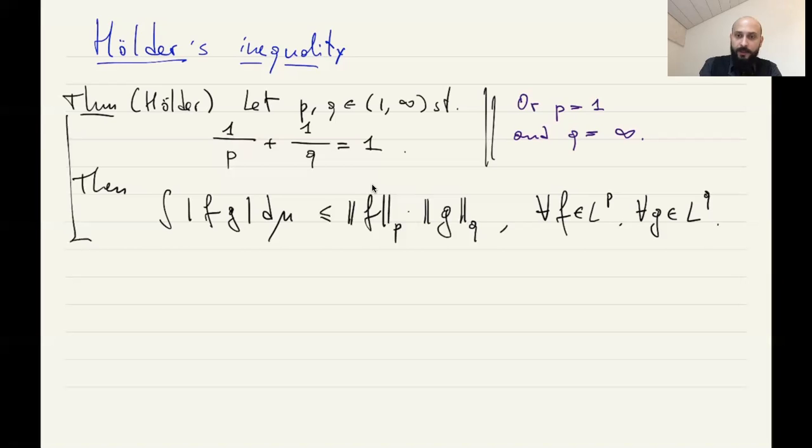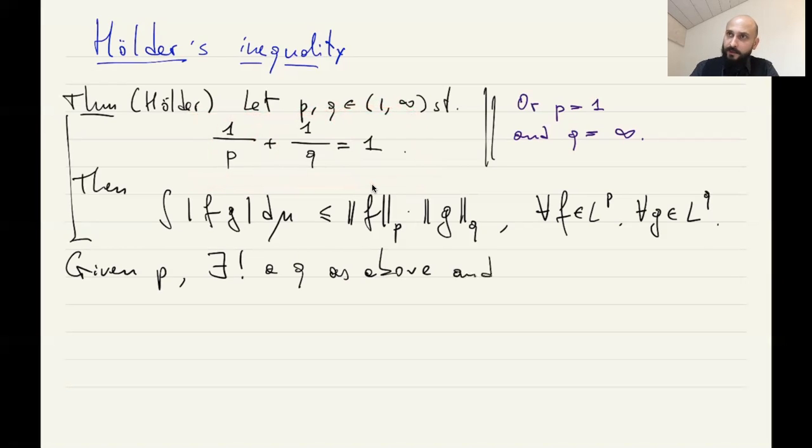So this is a theorem, and let me stress that there is this duality between these two exponents. Given p, there exists, and it's actually unique, a q as above, so that they satisfy this. These two numbers are in duality, one of them defines the other, and this q is called the conjugate exponent.